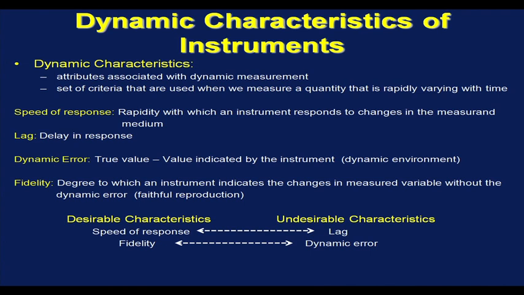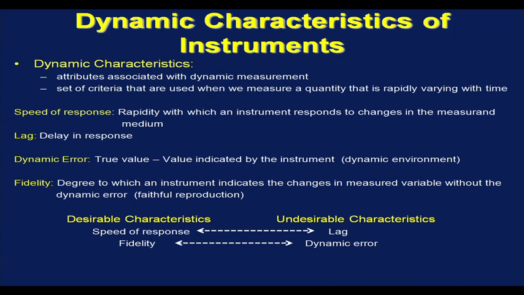Now, let us talk about the dynamic characteristics of instruments. We have defined dynamic characteristics as the characteristics that we must consider when the instrument is measuring a medium which changes with time. So, these are the attributes associated with dynamic measurements, and we must consider these to judge the performance of an instrument or the quality of measurement when the measuring medium is changing rapidly with time.